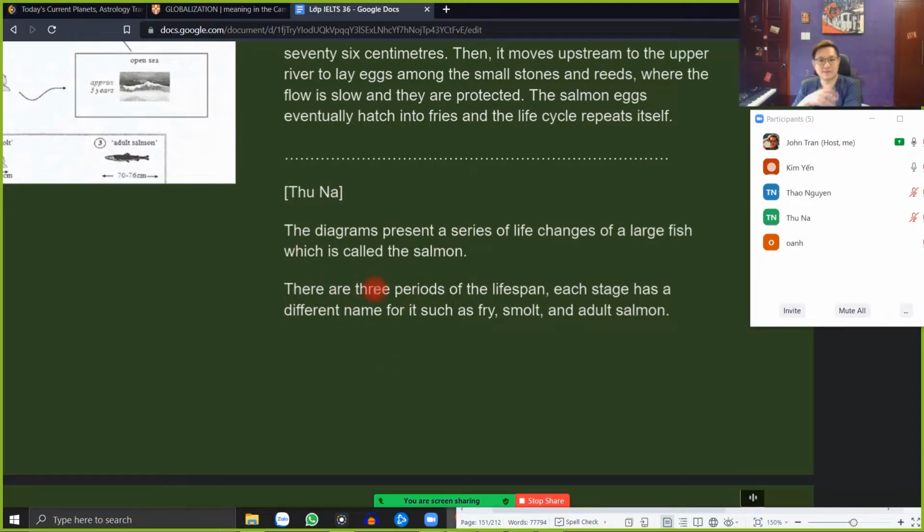There are three periods of the lifespan. Each stage has a different name for it, such as fry, smolt, and adult salmon.